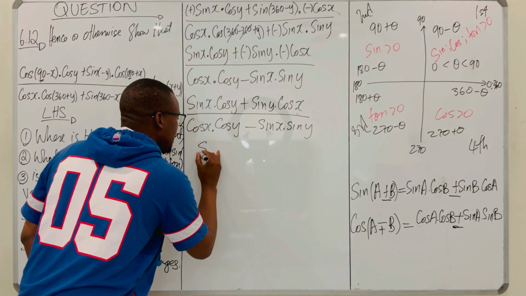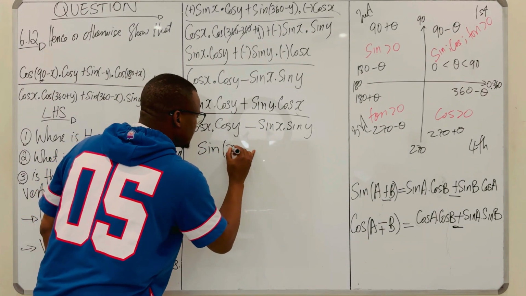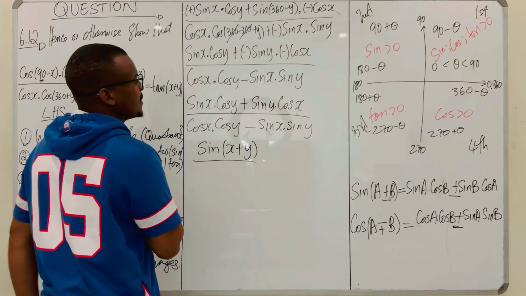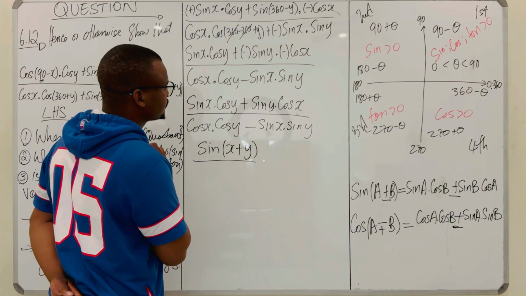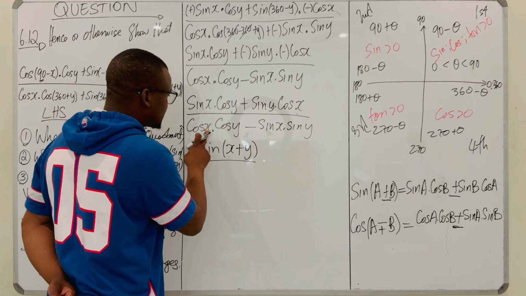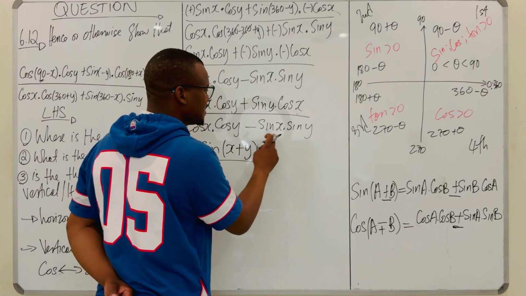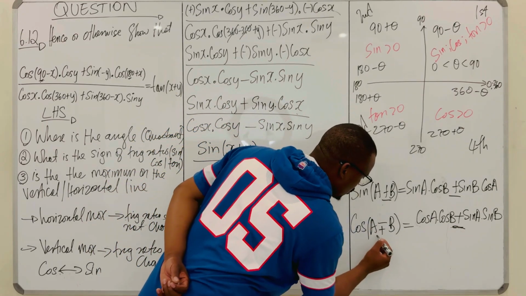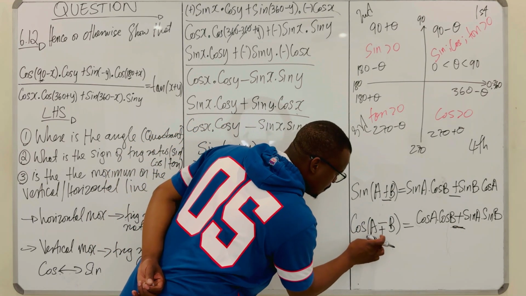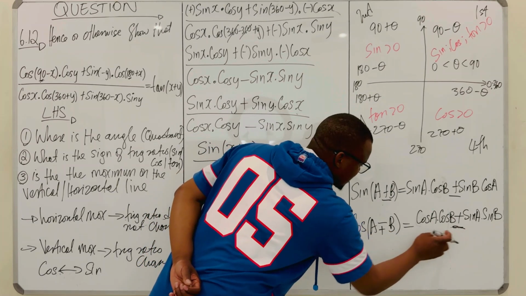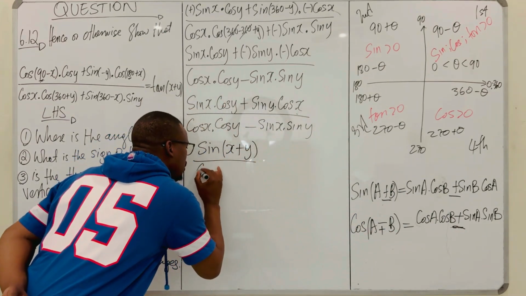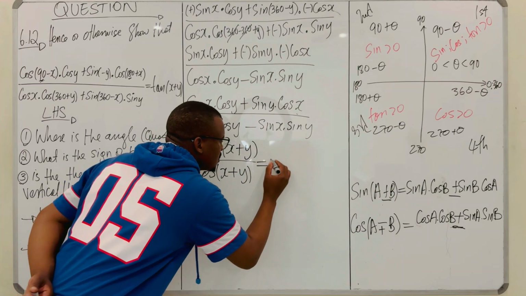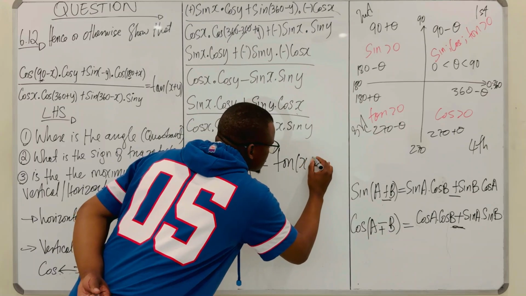So which means you have sine of x plus y, all over cos x cos y minus sine x sine y. And this looks like the bottom one, cos of A plus B, because you have a negative sign. So you have over cos of x plus y. So this is equal to the tangent of x plus y.